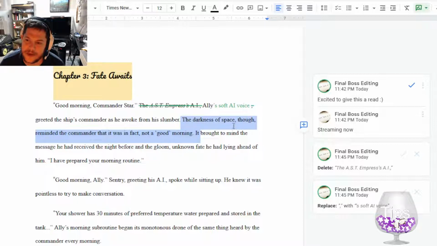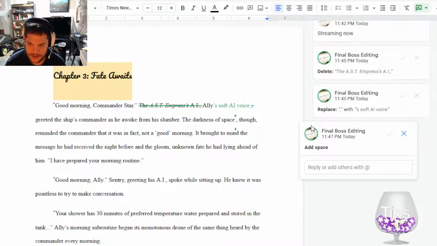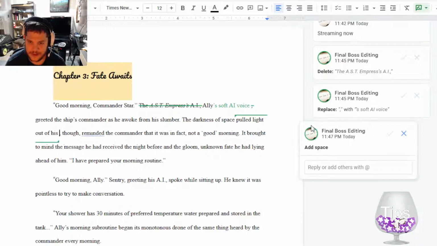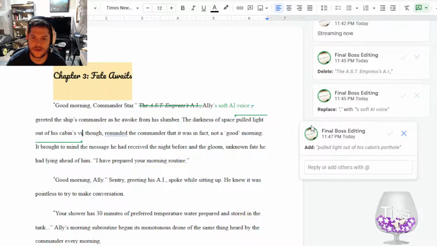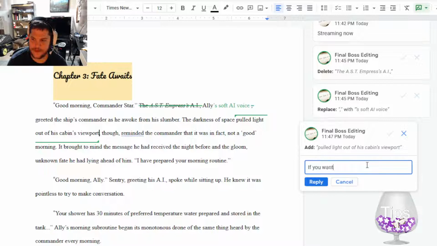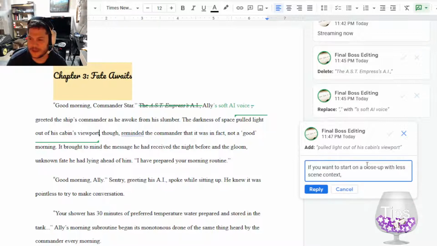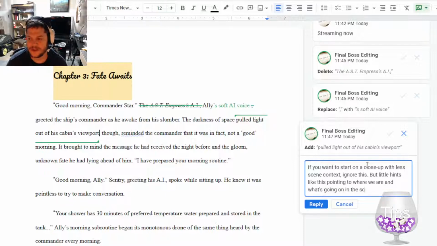And again, you can probably, darkness of space, so this can help, if you want to start on a close-up with less scene context, ignore this, but little hints like this pointing to where we are and what's going on in the scene can help establish a sense of place.